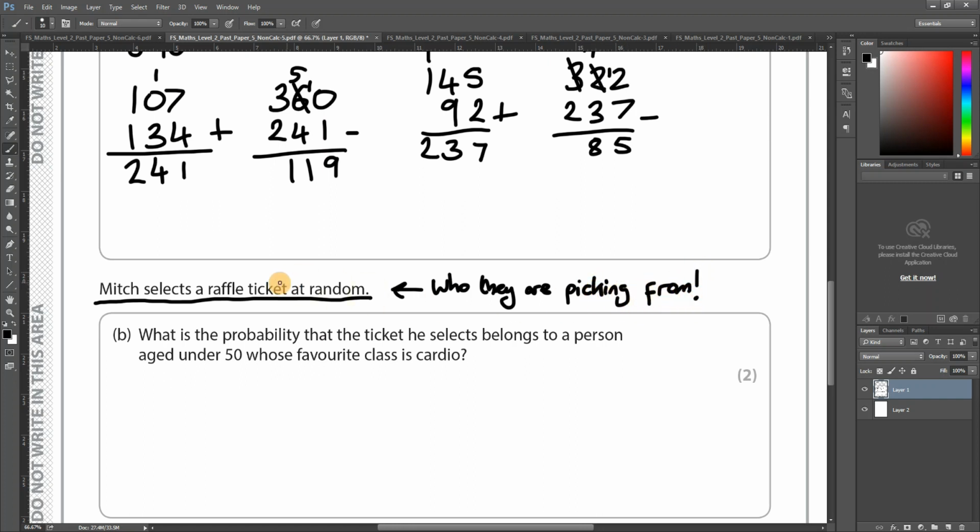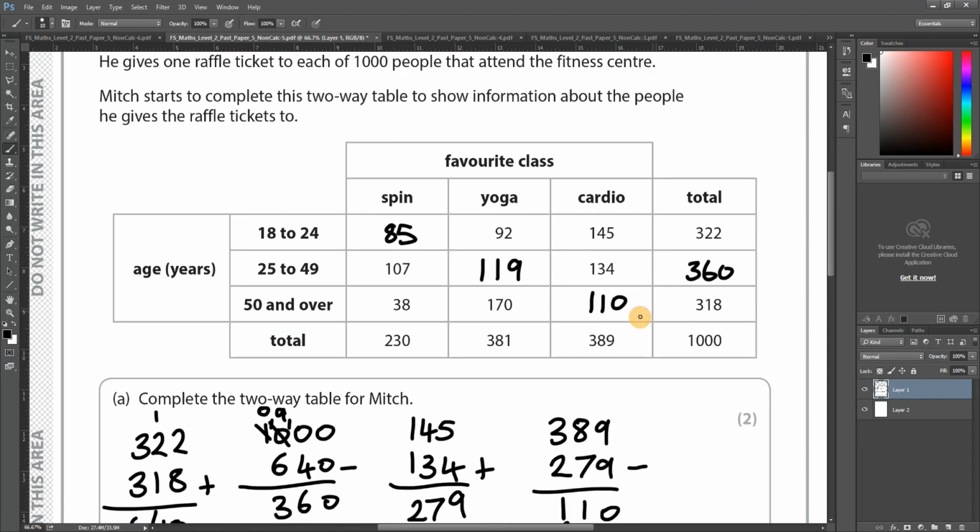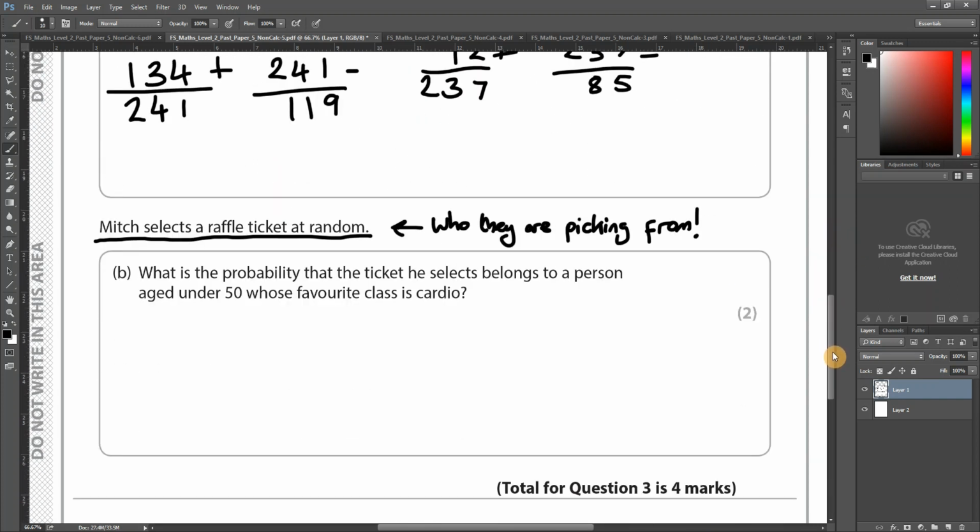Yep, so this is going to be your denominator. So this sentence, ignore the second sentence first. The first sentence is very important because that tells you your denominator. So Mitch selects a raffle ticket at random. That tells me that they're picking from everyone. So that's out of 1,000. That's the first part. Yep, so your fraction is going to look like that. That's the first bit of your fraction.